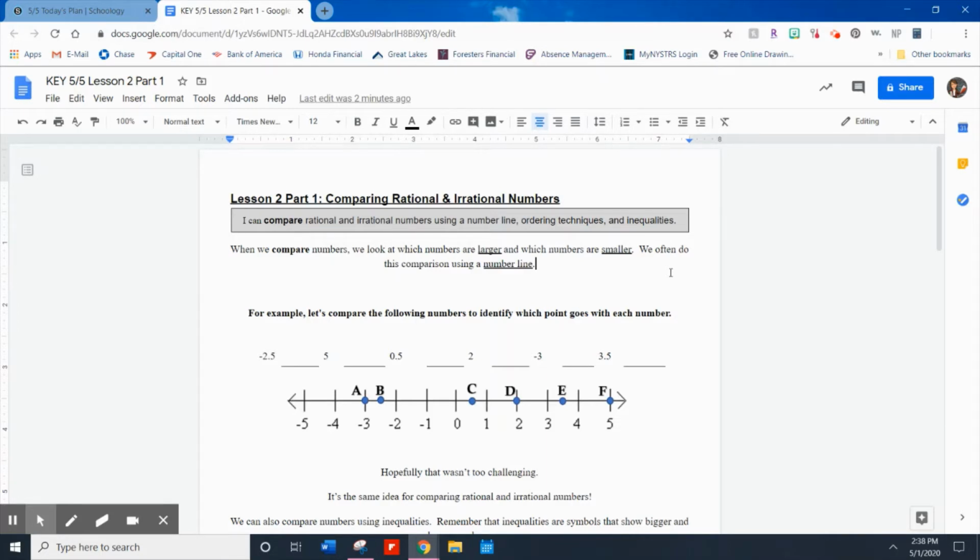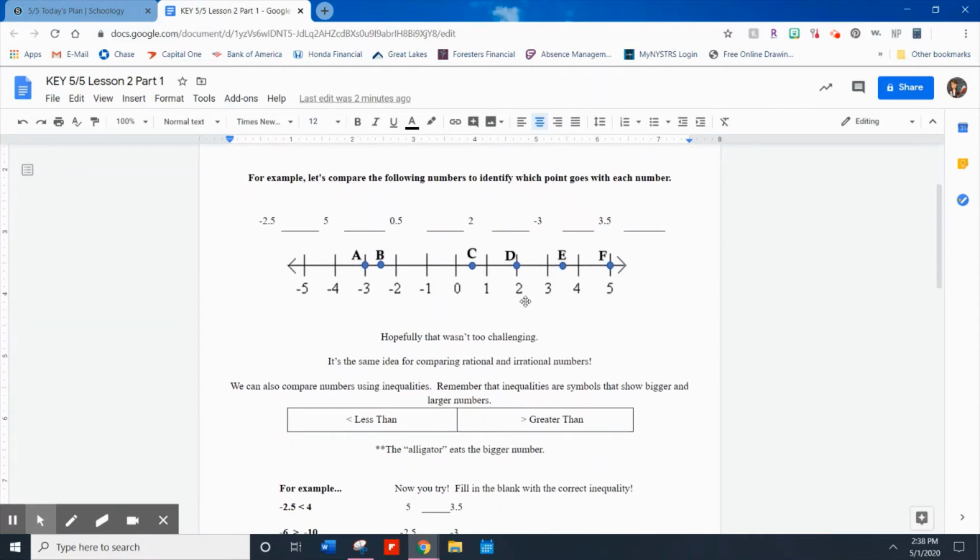So when we compare numbers, we look at which numbers are larger and which numbers are smaller. We often do this comparison using a number line. So taking a look at this first number line we have, by the way, if you are working on the paper copy, it is slightly different than the Google Docs version, just because it's really hard to type with Google Docs on a number line. So it says, let's compare the following numbers to identify which point goes with each number. Hopefully, this isn't too challenging. So our first number is negative 2.5. So negative 2.5 is where B is.